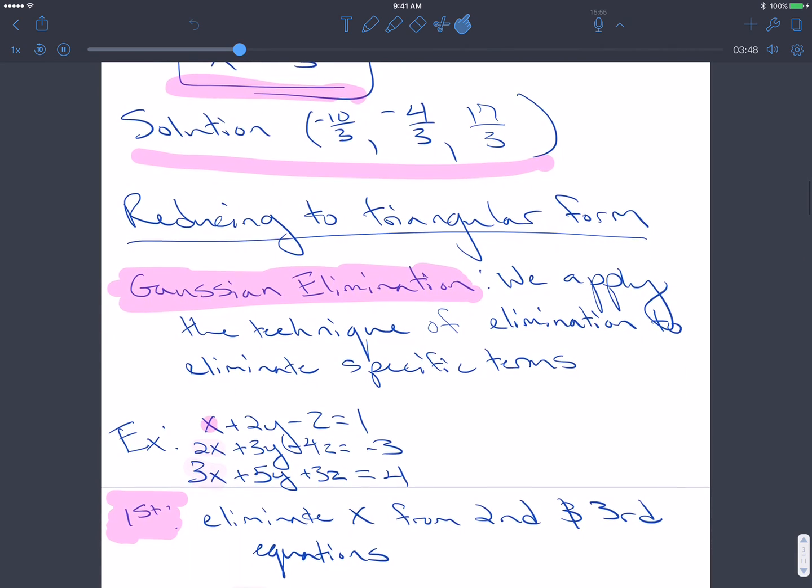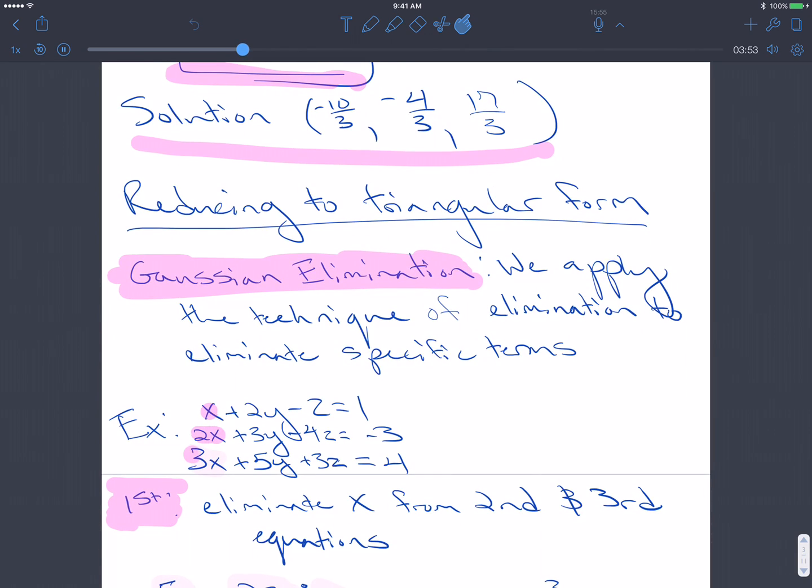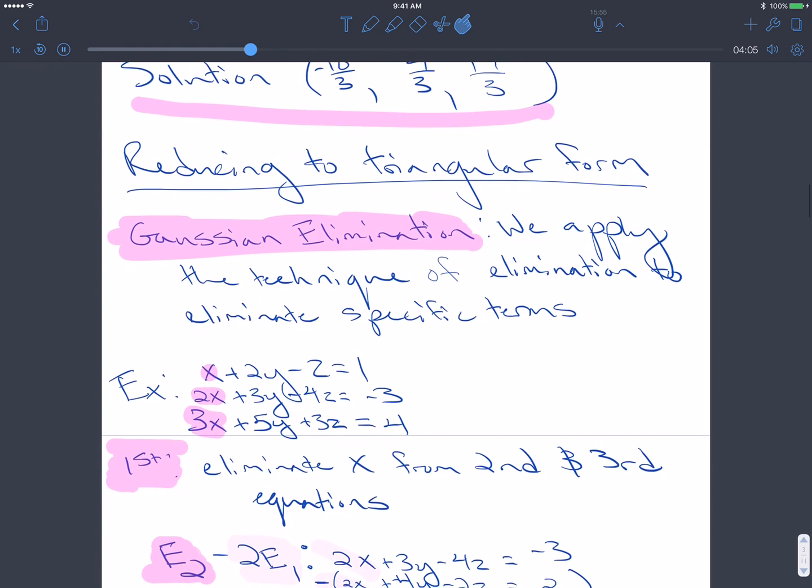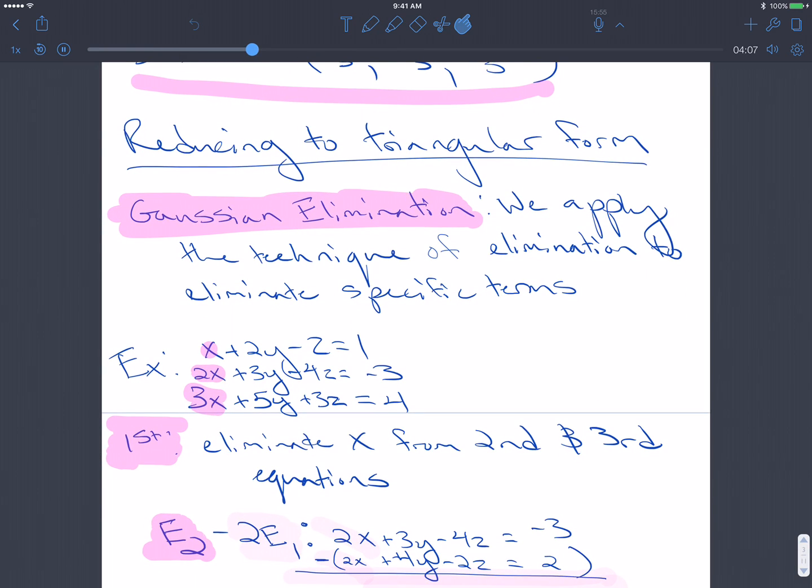Now, I have 1x in the first, 2x in the second, and 3x in the third. So if I do a combination of the second equation and the first equation, I can get rid of the x in the second equation. So if I say that my second equation is now going to become what it currently is minus 2 of the first equation, then I can combine them.